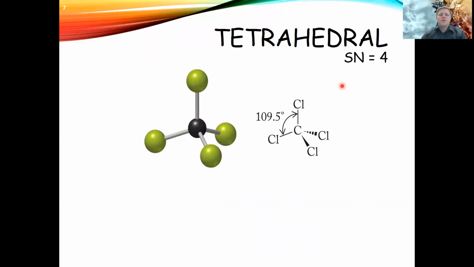All right, let's go now to a steric number of 4. In this structure, we get the tetrahedral, and this is actually probably the most common shape you'll encounter. So carbon generally adopts this shape unless it has a double or triple bond in it. So this is a very common shape. In this case, the bond angle, the angle that all the bonds are going to have to move away from each other, is 109.5. So remember that 109.5 is the bond angle here.